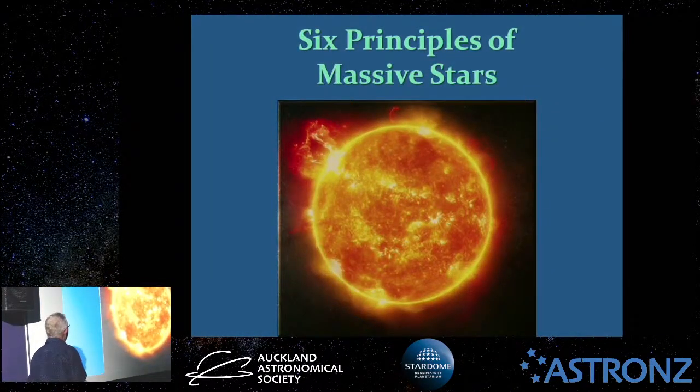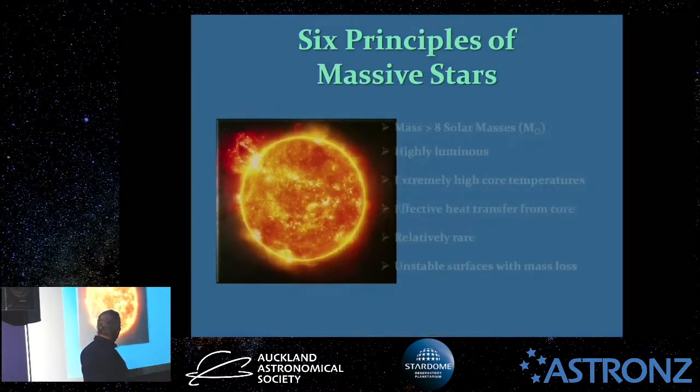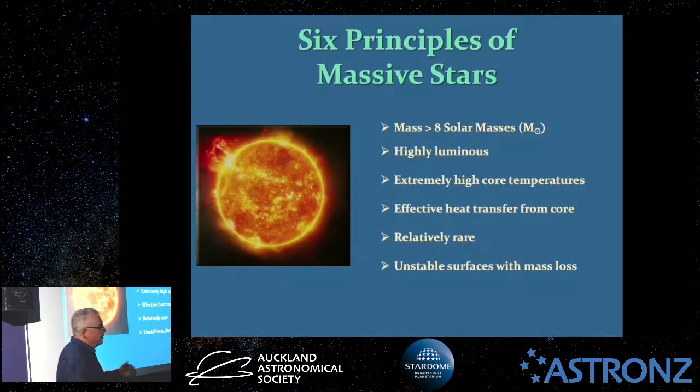So, 6 principles of massive stars. Let's have a look at them. We're going to talk about their masses, how they're all more than 8 solar masses, and how they're all highly luminous, which you now know means very, very bright. We'll talk about how they all have really high temperatures in their cores, how they have very effective methods of transferring that heat from their cores out to the surface, how and why they're relatively rare, and why their surfaces are very unstable, with associated loss of mass. That's really one of the main things that drives the evolution of the different types of massive stars.